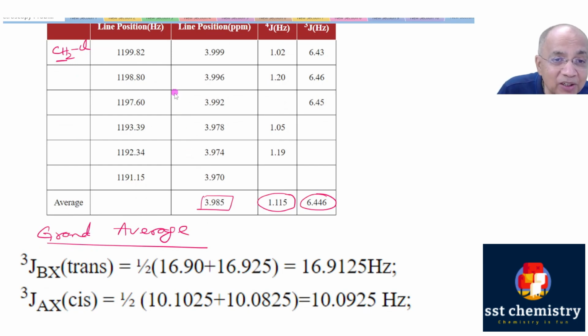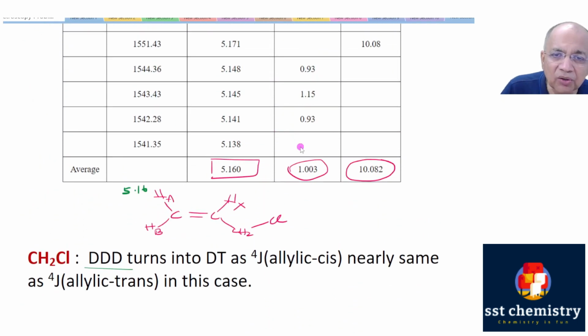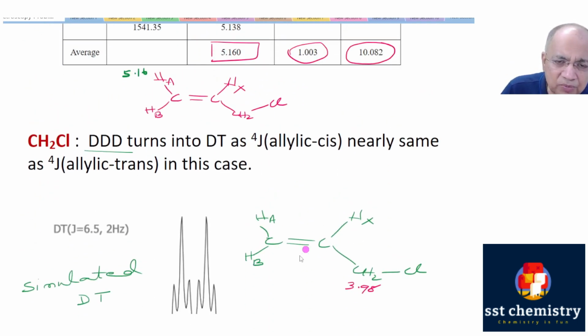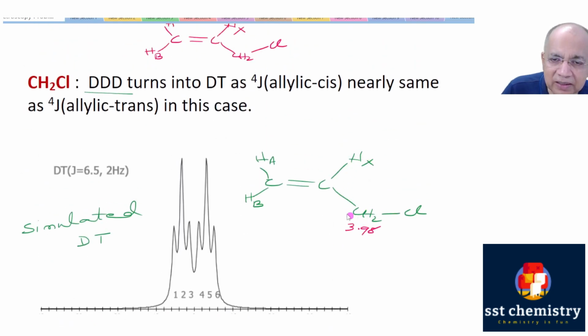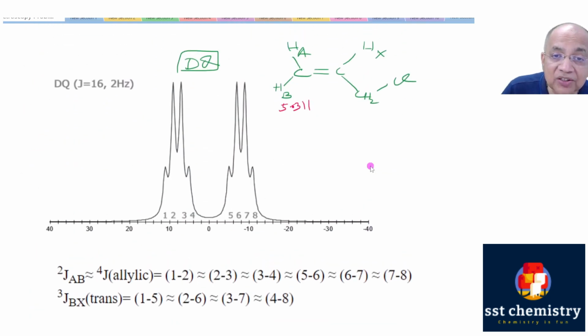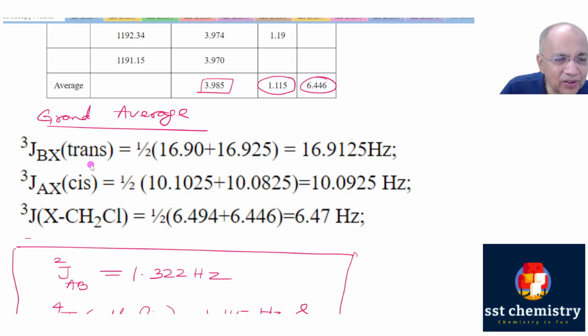So now we have calculated using the real data. We found the higher value nearly 6.5, and for the lower value a lot of discrepancy has come, and the average is 1.1. So that 1.1 is due to this, which you are getting almost the same value in other systems involving J2 and J4, and the other one is 6.5. That is this one, which we had also got for HX, 6.5. So we can get the grand average. Trans J3 we're getting 16.9, cis J3 we're getting 10.09, and the CH2 we're getting 6.47.